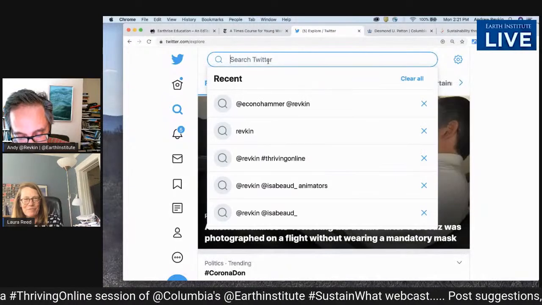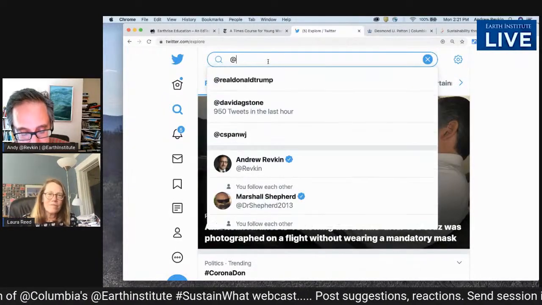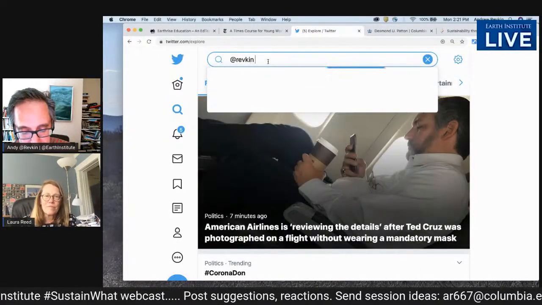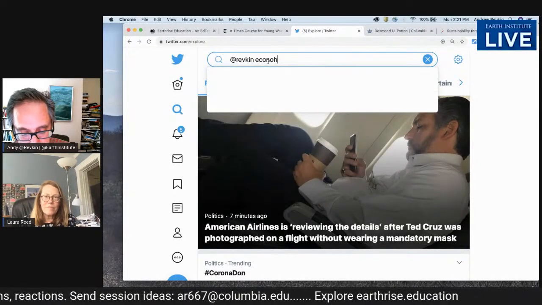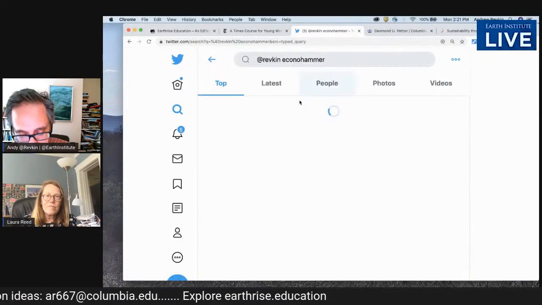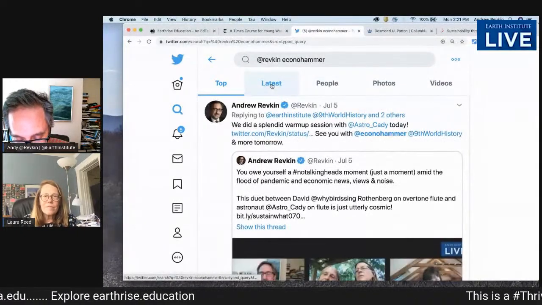I think this Earthrise model I mentioned, Econohammer. I'll just go back to some tweets I did about it because I think they're a good starting place.